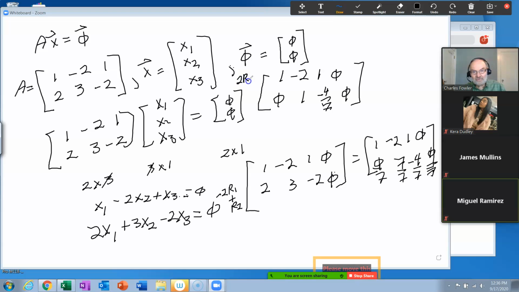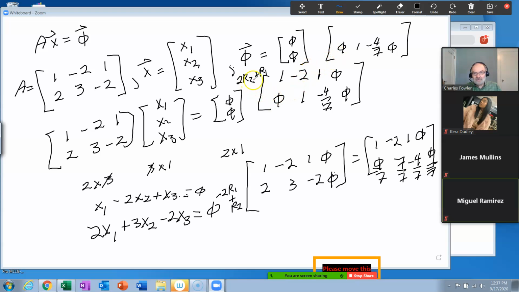2 times row 2 plus row 1. That should do it for us. Now that we have the leading one in the second row, and if we do that, I need more room to write. So let me come up here and see if I can come here. All right, we're using the second row, which is 0, 1, negative 4/7, 0. We're operating on the first one.